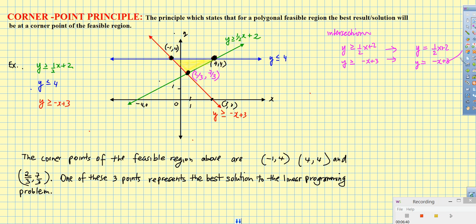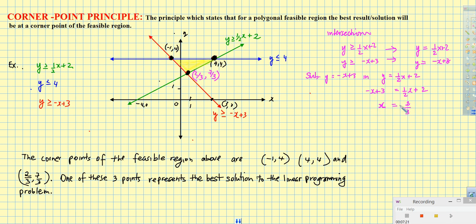In this case, I would prefer to use the substitution method, because the two equations are already isolated. You've already got y isolated for both equations. So I will substitute y equals -x plus 3 into y equals 1/2 x plus 2. So I will say -x plus 3 is equal to 1/2 x plus 2, and then I will isolate for x. When I isolate for x, just to hurry up, I know that x is going to be equal to 2/3.